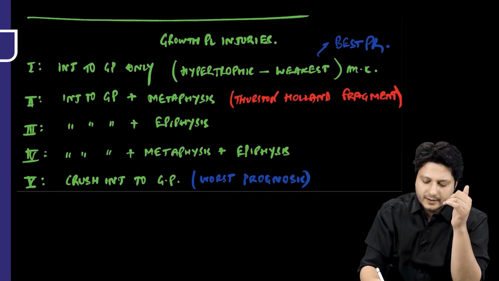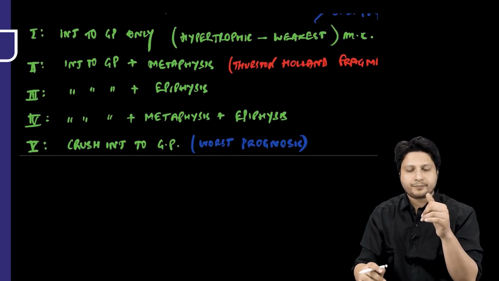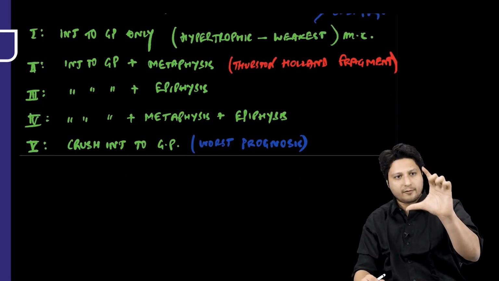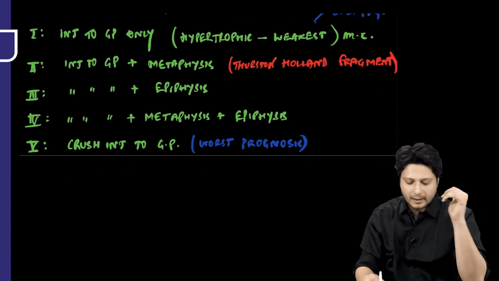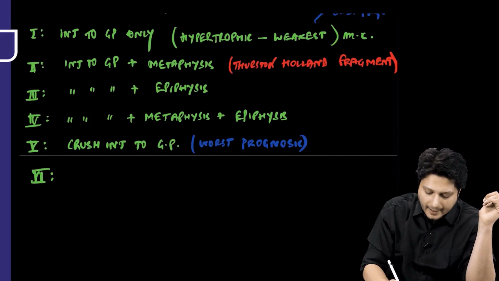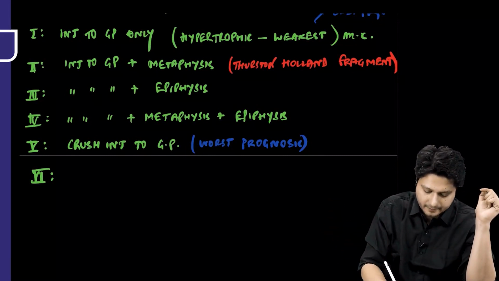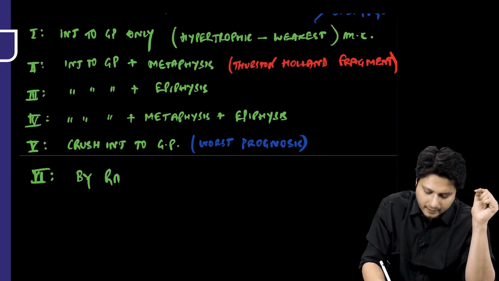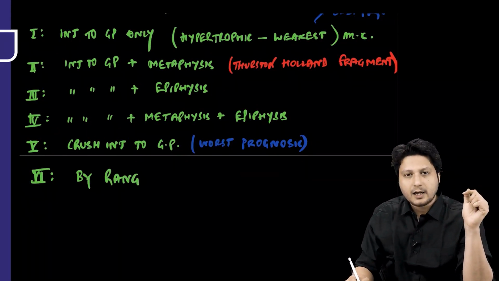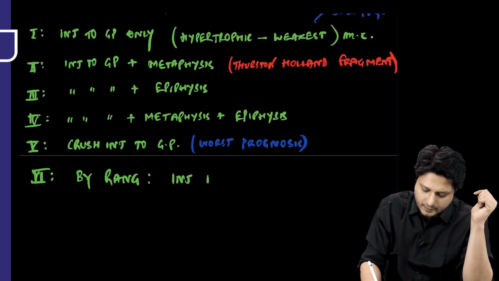Now, there is an additional system of classification also. Primarily Salter-Harris gave 5 types, but later on there was an addition of type 6, and type 6 was not given by Salter-Harris, it was given by Rang. The name of the individual is Rang. And what is type 6 injury? It is injury to the perichondrial ring.